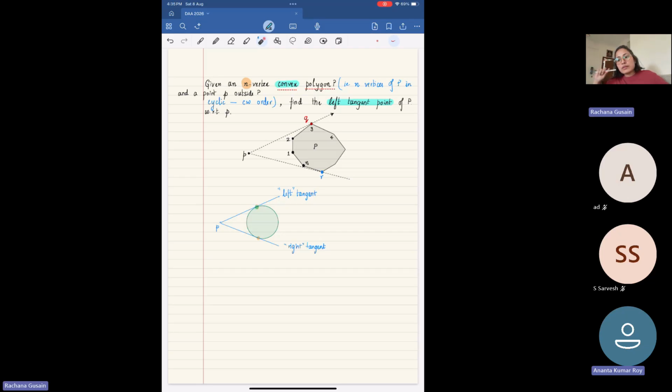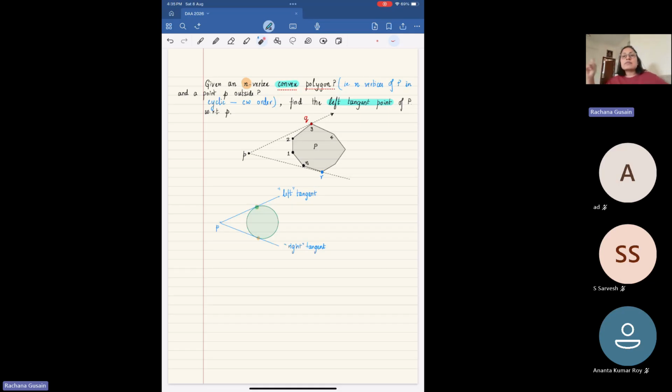It lies at the most extreme point. Extreme in the sense that, if I take this, with respect to P, maybe it is the leftmost point, exactly. Q is the leftmost point. Every other point is to the right of it. So this is one way of finding the left tangent point: find the leftmost point in this entire set of points.